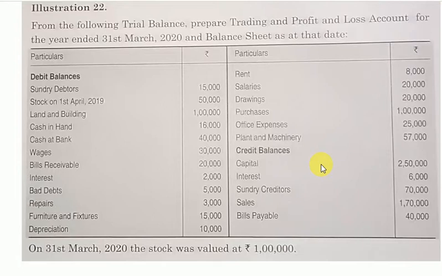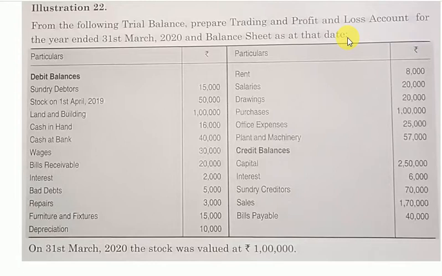Today's class will discuss how to prepare the statement of profit and loss account and the balance sheet with one question. So, let's proceed towards it. Here is illustration number 22, and the question says: from the following trial balance, prepare trading profit and loss account for the year ending 31st March 20 and the balance sheet as at that date.